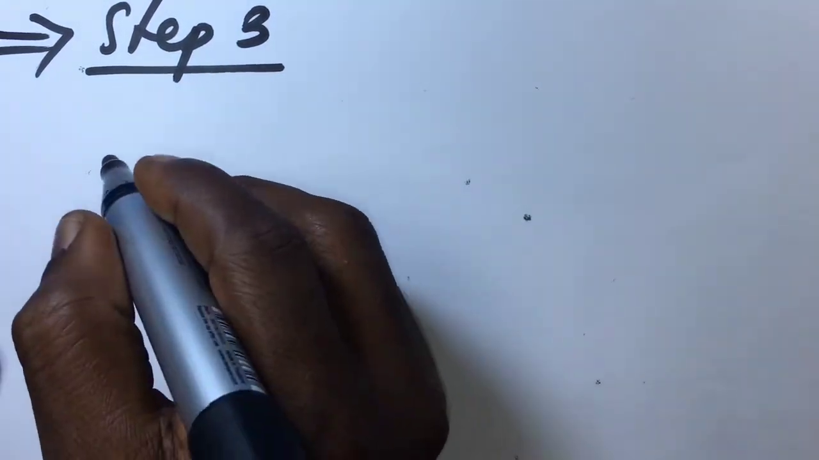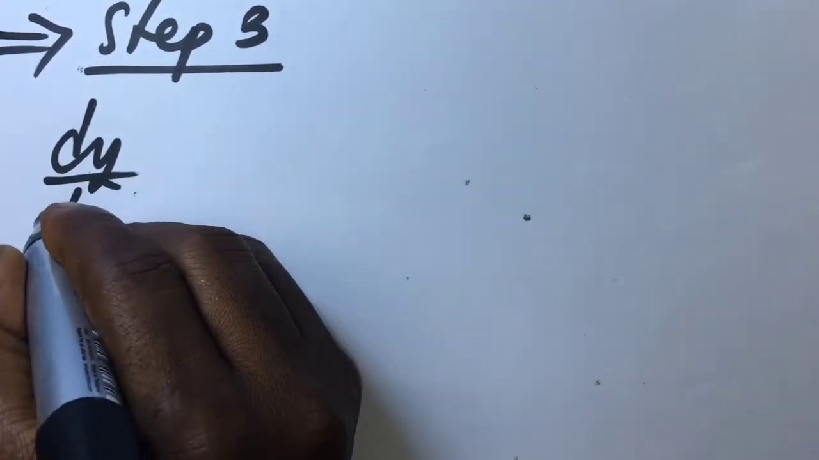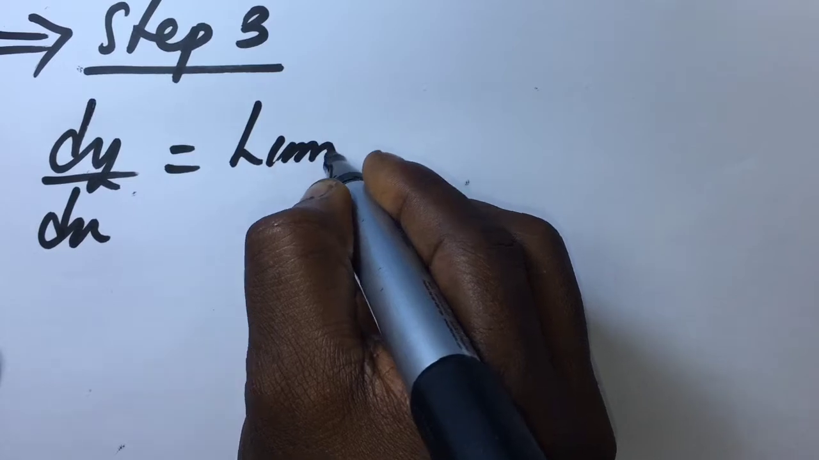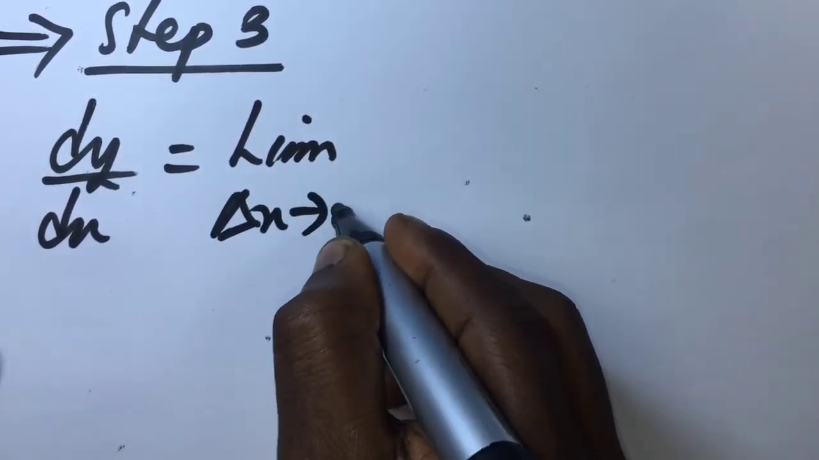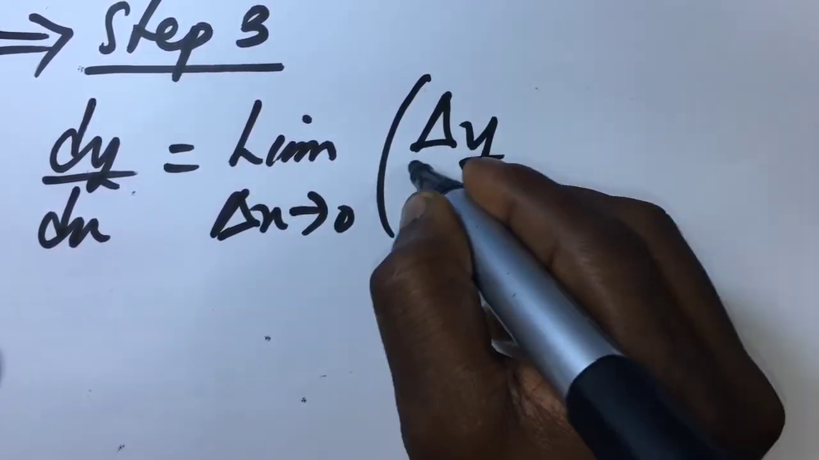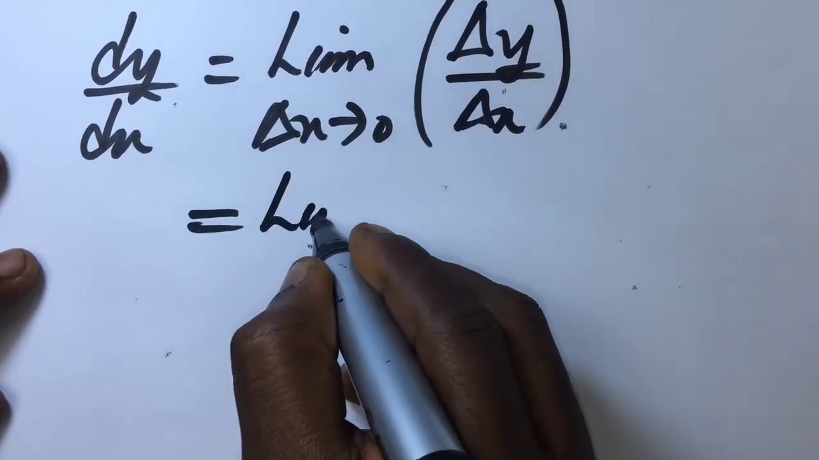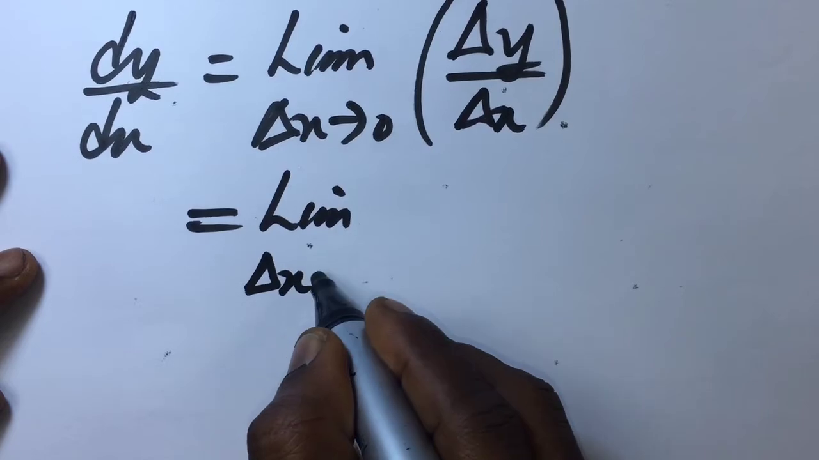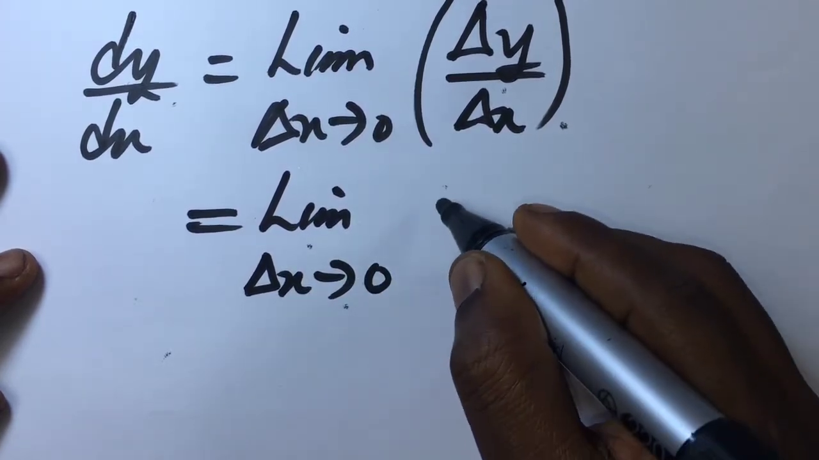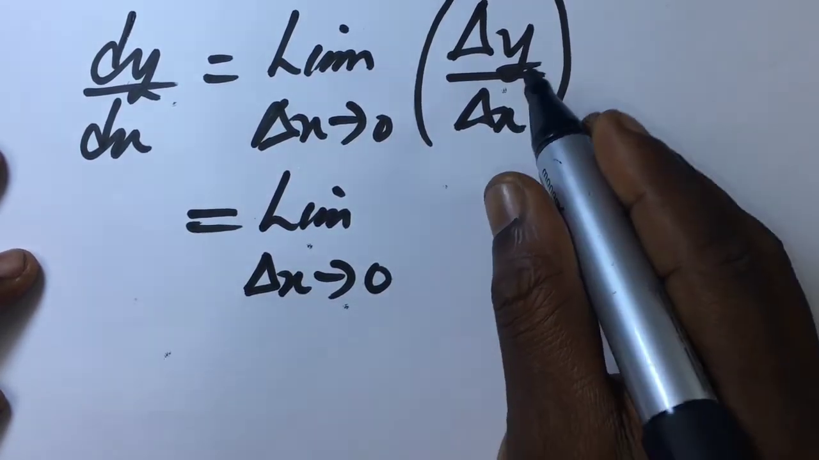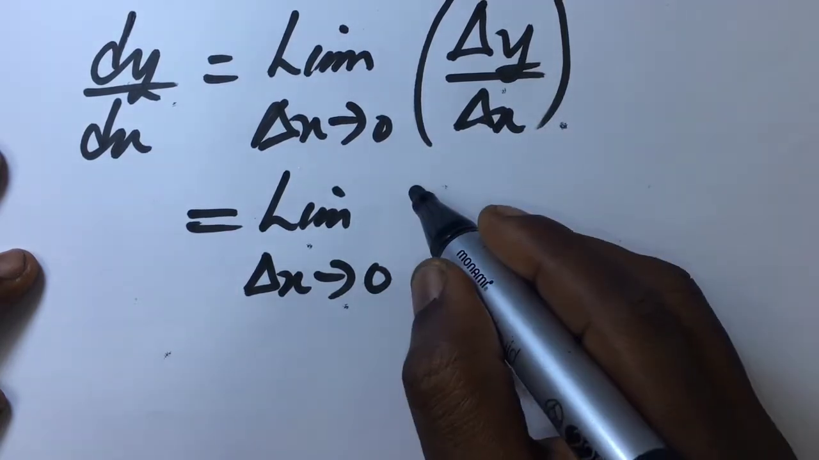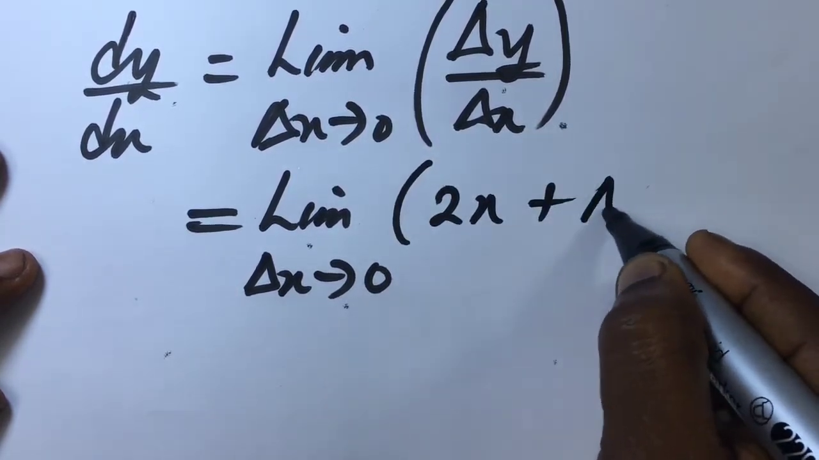So what we are going to do is to obtain dy/dx. And what is dy/dx? It is the limiting value as change in x tends to 0 of change in y all over change in x, the gradient function we had obtained. So this will become the limiting value of whatsoever we obtained as our change in y all over change in x. In this case, what was our change in y all over change in x? That is our gradient function. It was 2x plus change in x.